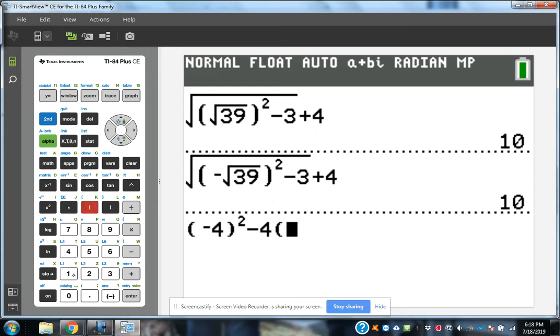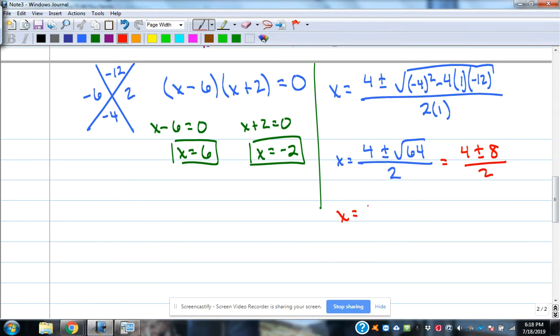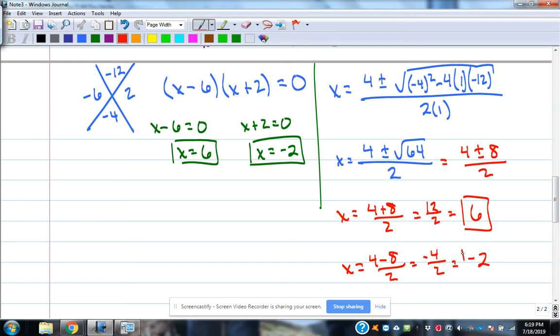squared minus 4 times A times C, and the square root of that, so 4 plus or minus the square root of 64, over 2. And I know the square root of 64 is 8. And so I end up with two things to work out. 4 plus 8 over 2 and 4 minus 8 over 2. So that's 12 over 2. There's the 6 that I found with factoring. And then that's negative 4 over 2. And there's the negative 2 I found by factoring.